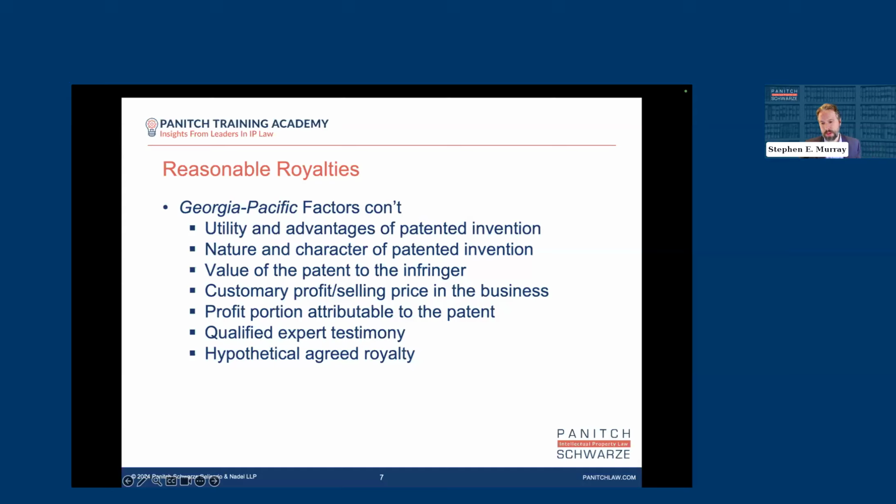And then the last two factors here, the qualified expert testimony and the hypothetical agreed royalty, there's debate in some circles about whether they are actually subsumed within all of the other factors that I've been discussing with Georgia-Pacific, or if they are in fact separate factors, and you see courts treat them differently depending on the circumstances. But generally, as you'll find out towards the end of the program, you definitely want qualified expert testimony because this is complicated stuff. And then the hypothetical agreed royalty is supposed to take all these other factors into account.